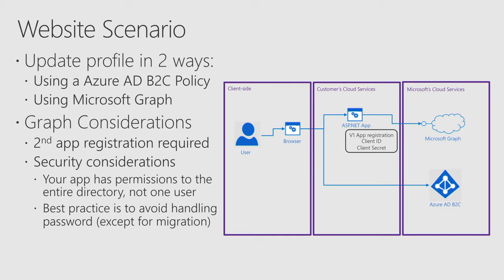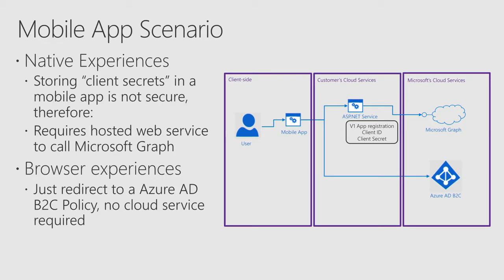Mobile scenario. So the mobile scenario, you'll still need a cloud service in between. You'll need to run some ASP.NET service or whatever language you prefer, Node and so forth, that will accept requests from the mobile app. Your service will have an app registration with full permission to the directory. Again, just like the last scenario, make sure that you're executing write permissions for the appropriate user, not just taking some parameter from the mobile application and trusting it.